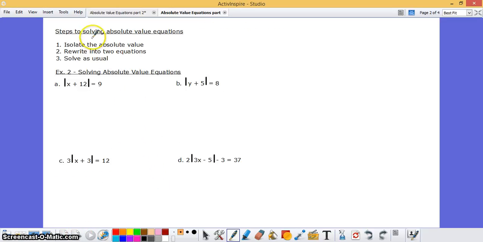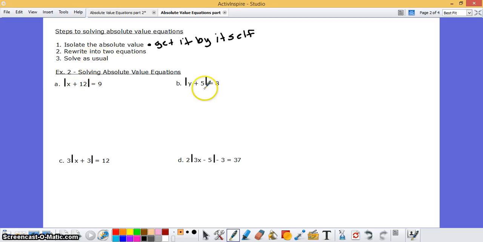Alright, our steps to solving absolute value equations. We want to first isolate the absolute value, which means get it by itself. We want the absolute value to be standing alone on one side all by itself. Then we rewrite into two equations. After we do that, we solve as usual.